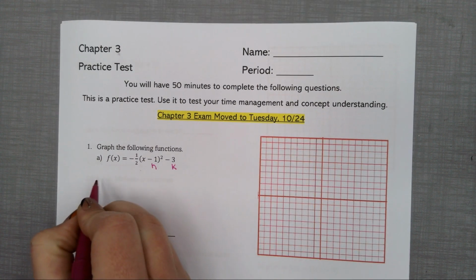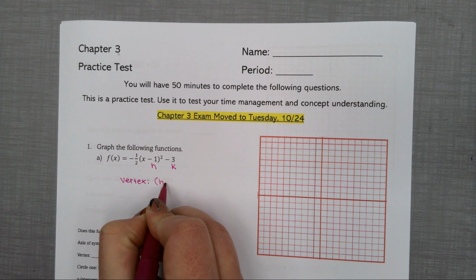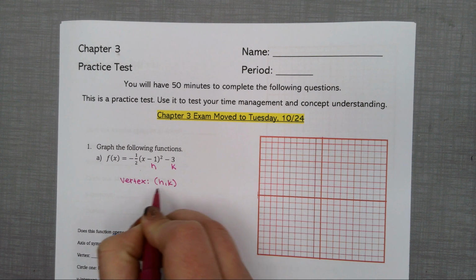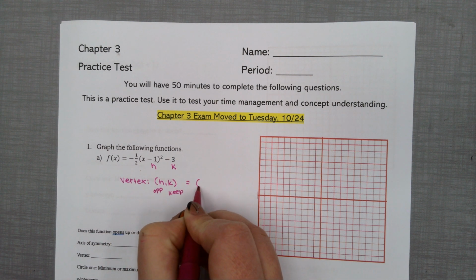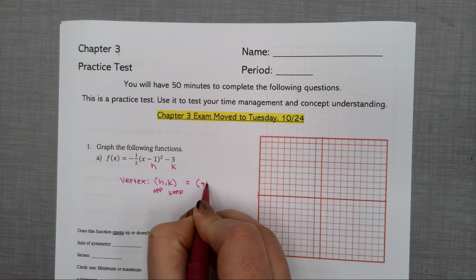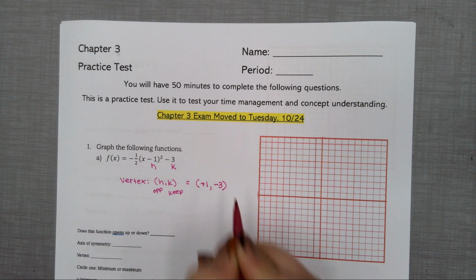So for our vertex is h comma k. And remember, h is opposite, k is for keep. So for our h, we have a positive 1, opposite of what I see. K, I see a -3, I write a -3.